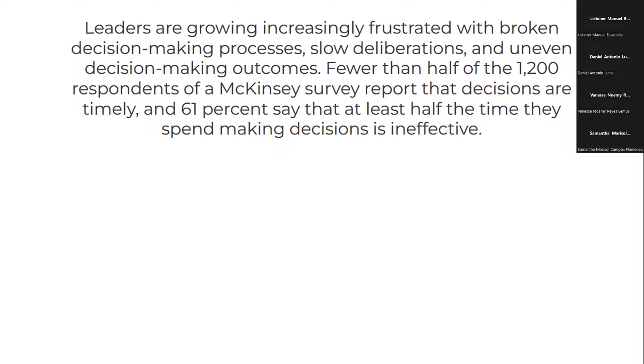Uneven, do you know what is uneven? Okay, uneven is not balanced. So you are not being objective when you are making decisions. Outcomes, what is outcomes? Results. It's not resource. It's like when you have a process and you do certain steps, there is an input that you put into the process and an outcome that is the result. So in this case, it's like the result of the process of decision making.